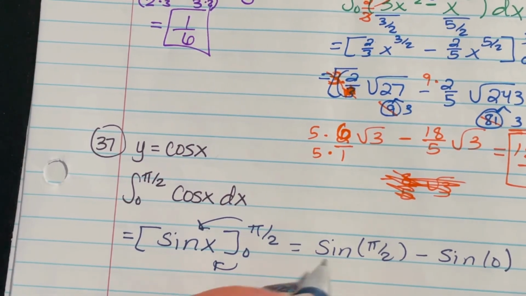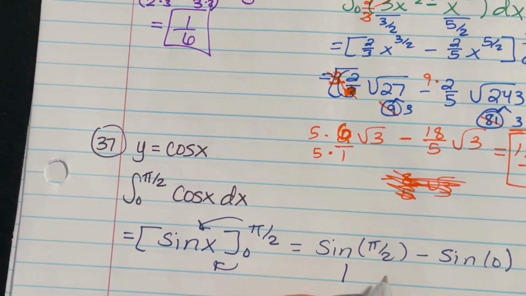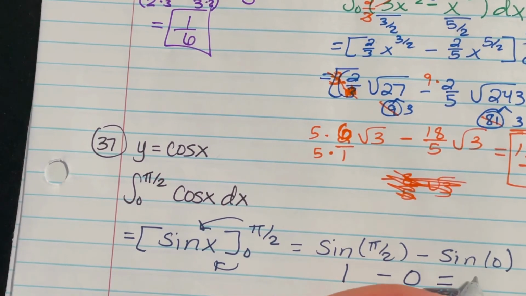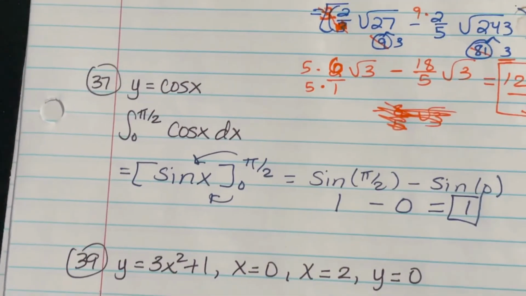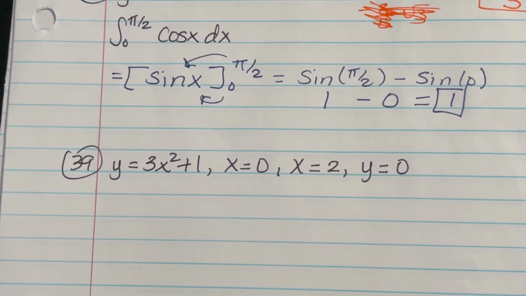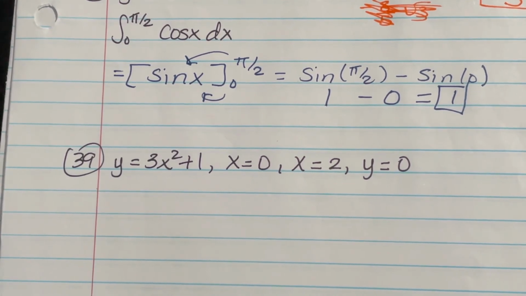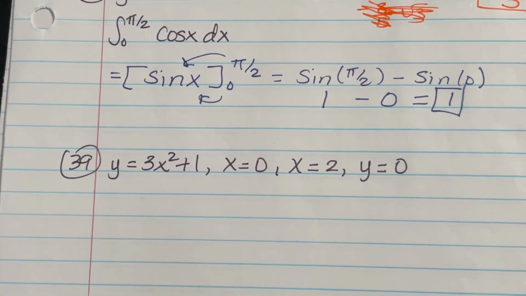Sine of pi over 2 we know is a 1. Sine of 0 is 0. 1 minus 0 is 1. That one wasn't bad at all. Nice, easy one. Number 39, 3x squared plus 1.